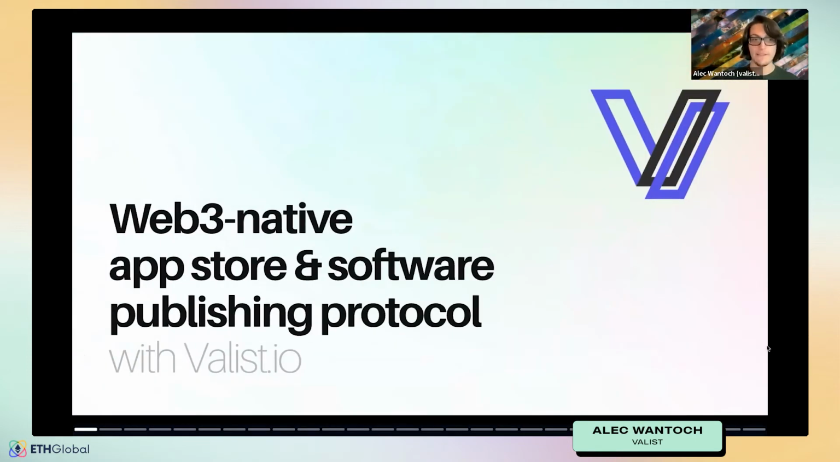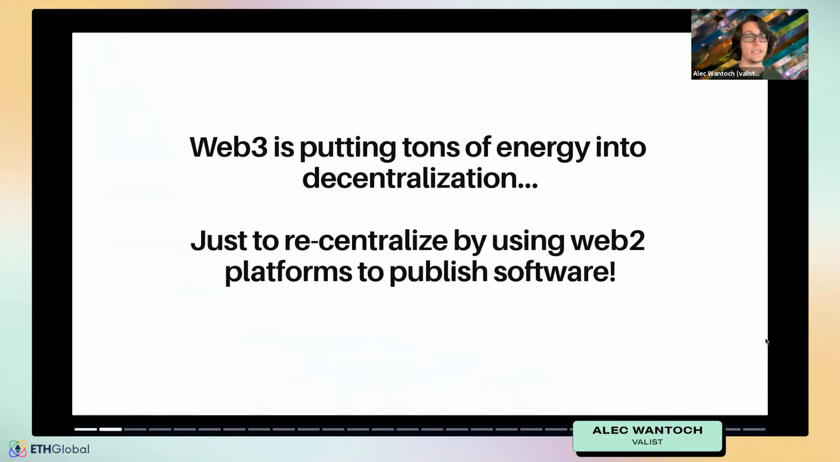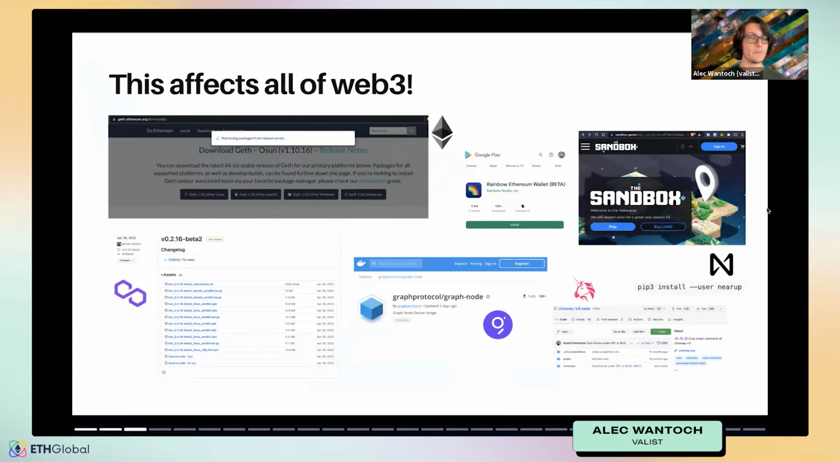So let's get started. Valist is a Web3 native app store and software publishing protocol. And right now, Web3 has a big problem. We're putting tons of energy into decentralization just to re-centralize everything at the distribution level by taking our Web3 software and publishing it over Web2 platforms like GitHub, Steam, app stores, pretty much you name it. Honestly, this affects all of Web3 from the infrastructure side all the way to the wallets that the end users are using, from all of the protocols all the way to really all of the DeFi apps. So everything is either relying on Microsoft servers, Google servers, Amazon, GitHub, Steam, app stores, pretty much all Web2 gateways powering this stuff right now.